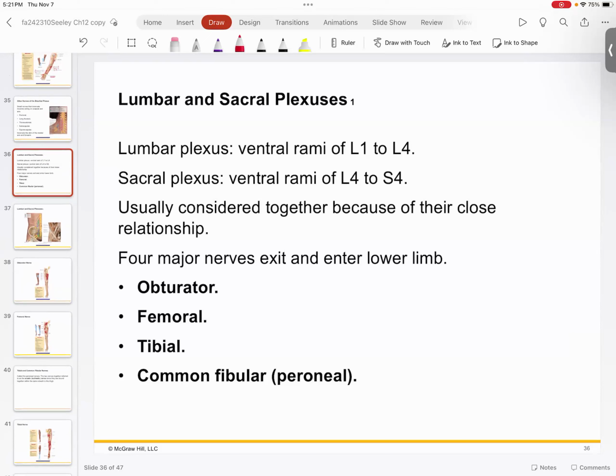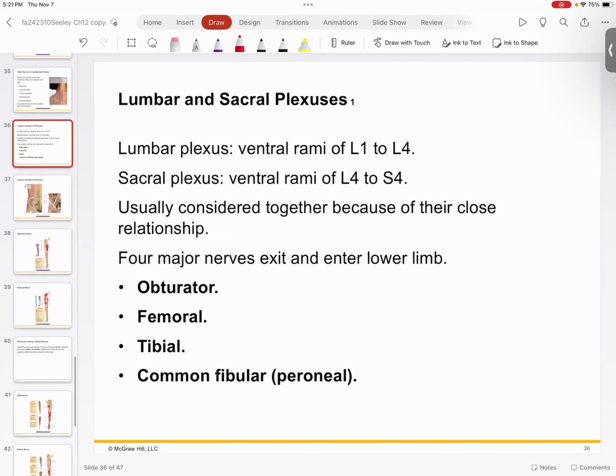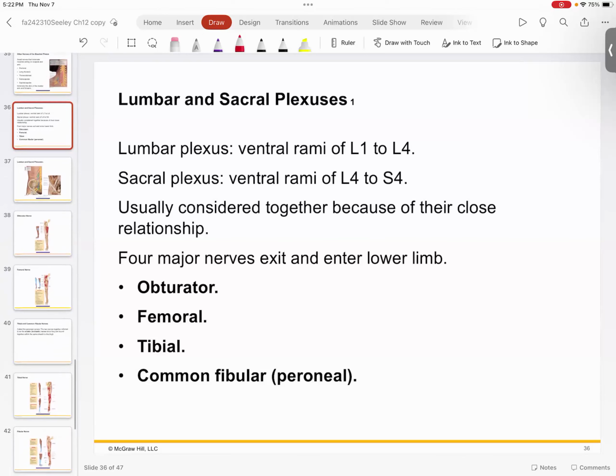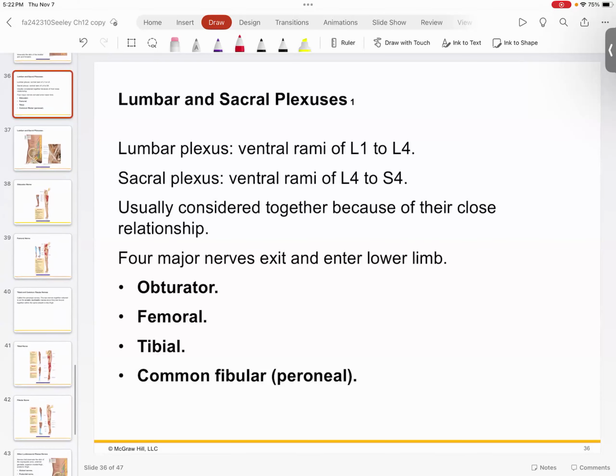Like for instance, on Tuesday we managed to find the obturator nerve in the cat and also the femoral nerve in the cat. But if you recall where that was, it was more in the lumbar region, even though the nerve went down into the sacral region and then innervated the upper leg. So they tend to sort of work together because they're oftentimes in the same area and they're innervating similar structures.